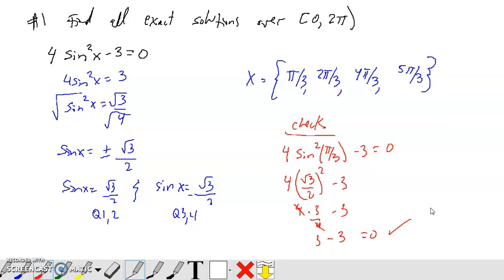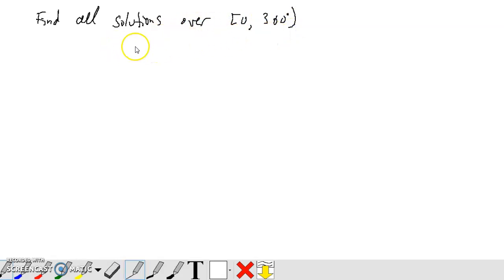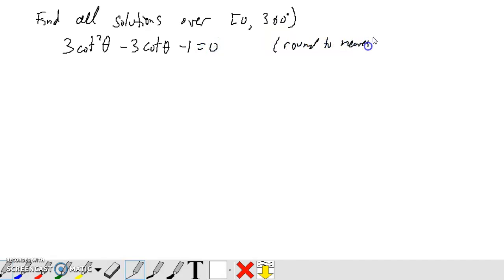Right? What happens, though, if the problem is quadratic that cannot be solved by square rooting? It has to use the quadratic formula. So find all solutions over 0 to 360 degrees to this problem: 3 cotangent squared theta minus 3 cotangent theta minus 1 is 0. And we're going to round to the nearest tenth when we solve for this.